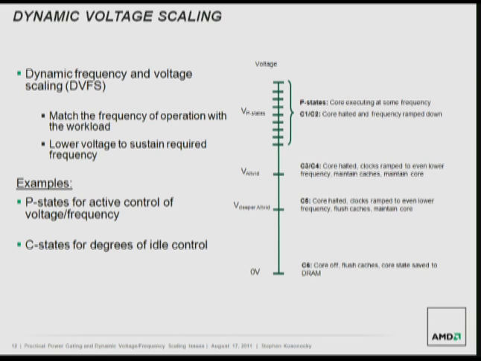And then we can go into different C states, which are really states for degrees of idle control here that include things like halted cores that will ramp down the clocks, and then also maintain cache data or else store that data out into the main memory. And then we could also power down the whole core through power gating and then come back up quickly.